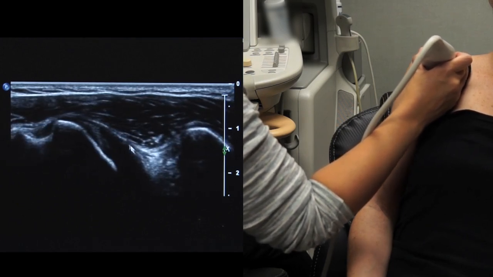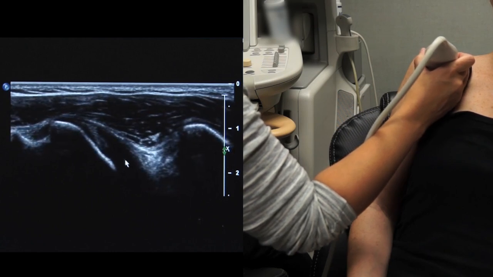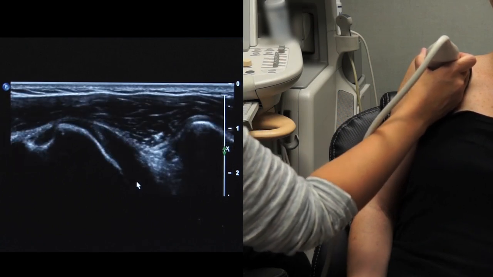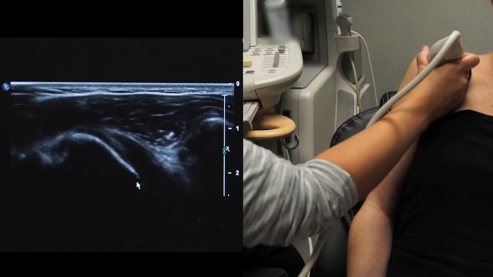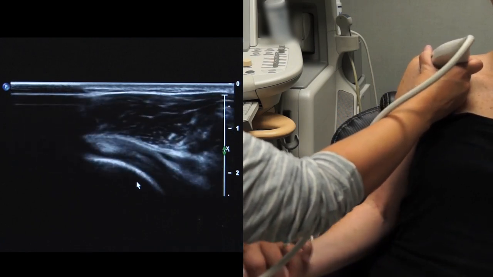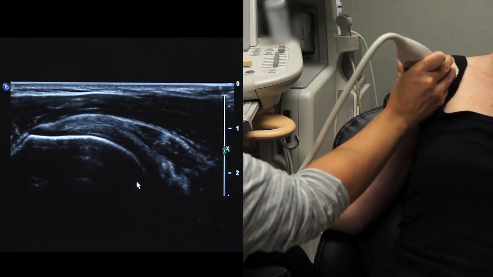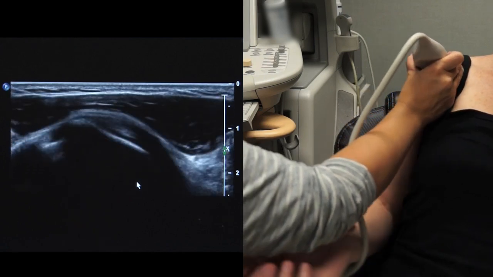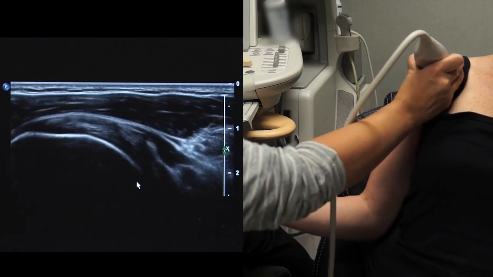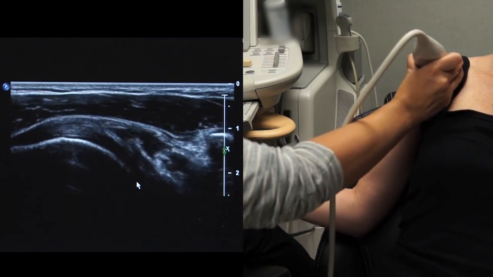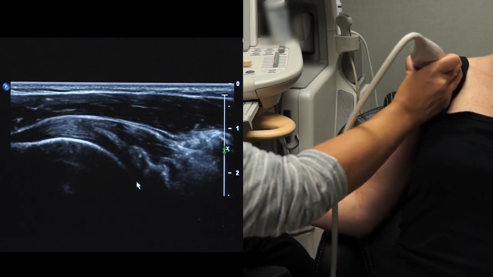Now, much of it is diving into deeper portions here, and so we don't see it due to anisotropy. One way to bring those fibers into view is have the patient externally rotate their arm. Okay, and you can see when she does that, she is bringing the subscapularis fibers into view, and also they are now perpendicular to the beam.